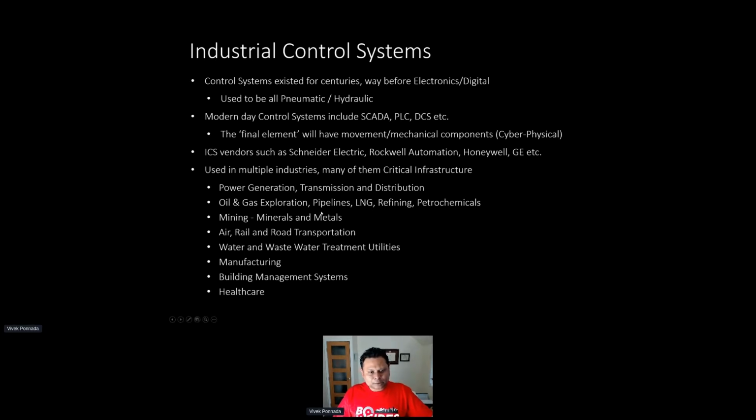Now, these industrial control systems are used in multiple industries. Most of them are critical infrastructure. So, power generation, oil and gas, pipelines, for example, mining that we have quite a bit in BC and in Alberta for sure, oil and gas, and then air, rail, and road transportation. And my company does a lot of these water and wastewater treatment utilities, but even healthcare, right? So, a lot of use cases in different industries.